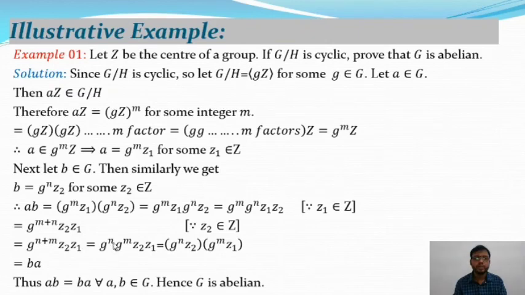That means g^n g^m, and we know that g^(n+m) equals g^n g^m, so z2 z1, and from this we get g^n z2 g^m z1. And you know that g^n z2 equals b, and g^m z1 equals a. So therefore ab is equal to ba. Thus ab is equal to ba for all a, b belonging to G, hence G is abelian. Hence the proof of the first example of quotient group. So I will stop here today's lecture.